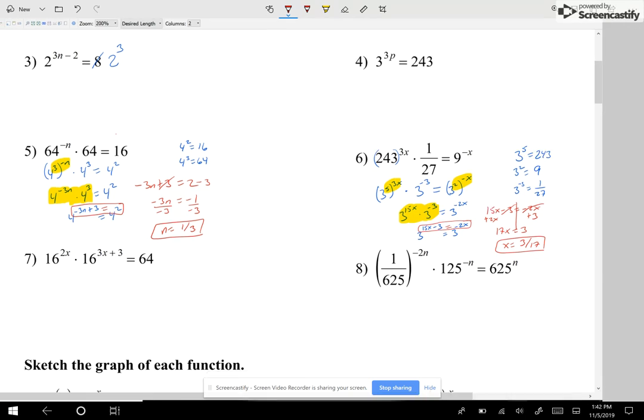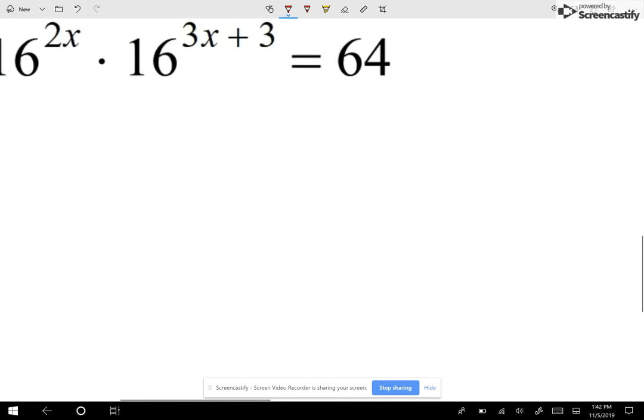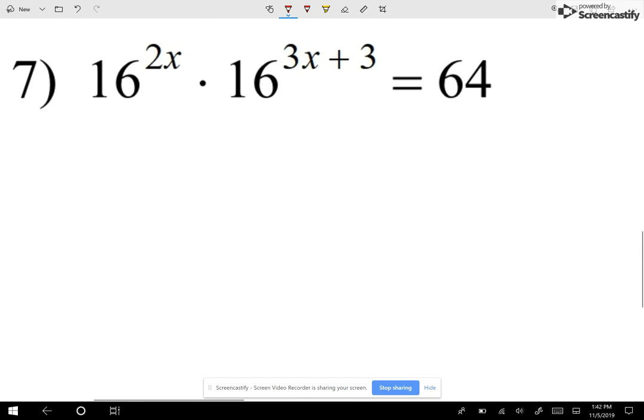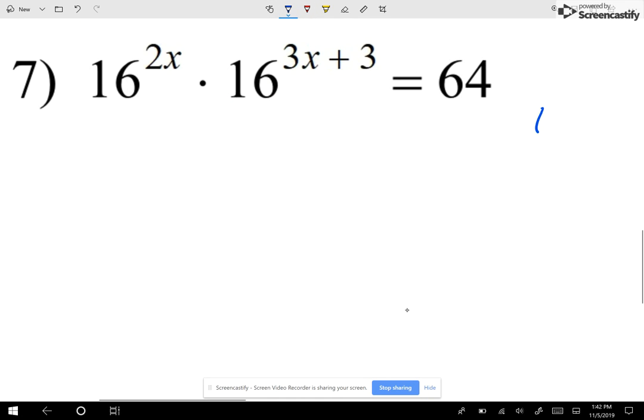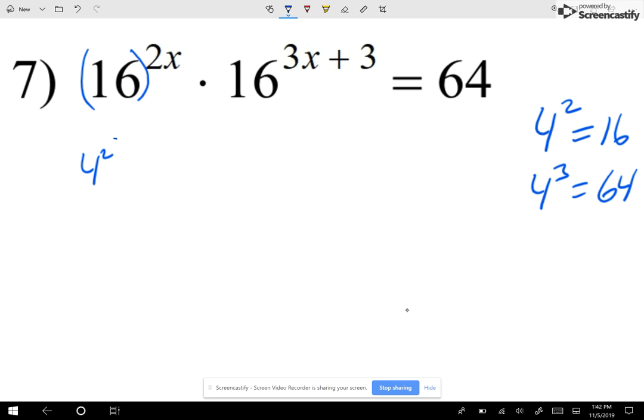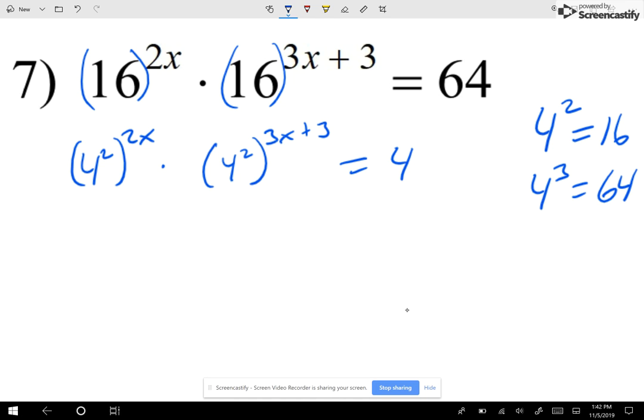Let's take a look, a couple more examples. I'm going to take a look at my example number 7. I must rewrite everything with the same base. And I remember that 4 to the second is 16 and 4 to the third is 64. So my 16 here, I'm going to write that as 4 squared to the 2x times my 16 here, I'm going to write this as 4 squared to the 3x plus 3 equals 4 to the third.